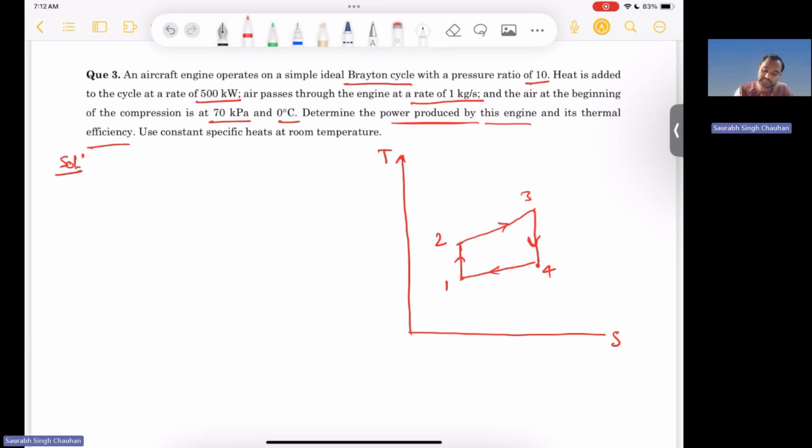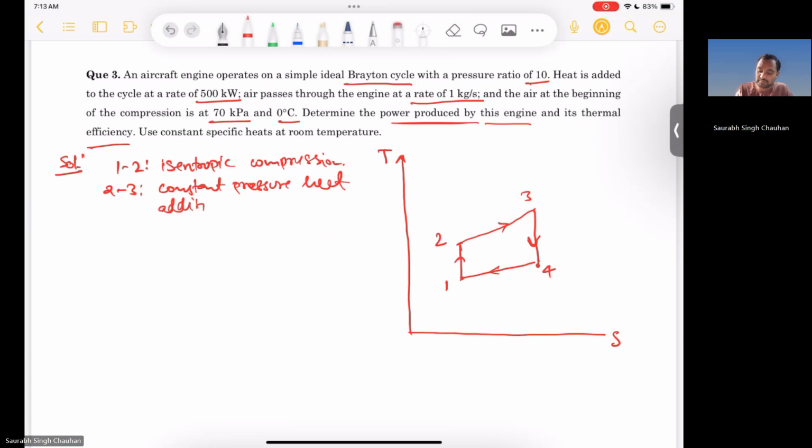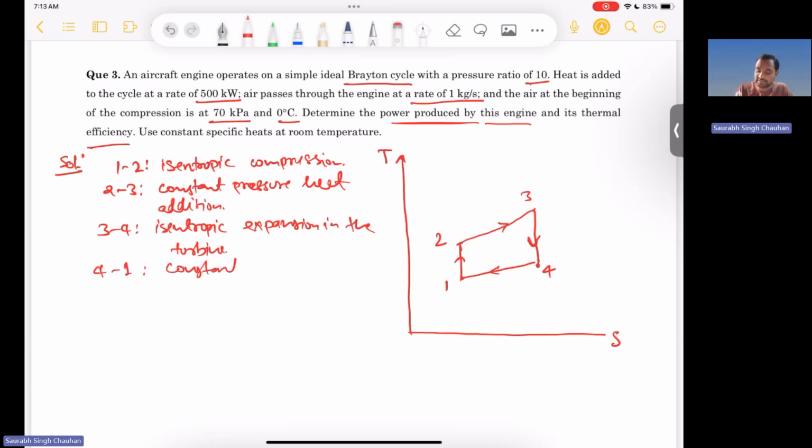So I will write down the processes. 1 to 2, this is isentropic compression in compressor. Then 2 to 3, this is constant pressure heat addition. Then 3 to 4, this is isentropic expansion in the turbine. And 4 to 1, this is constant pressure heat rejection.